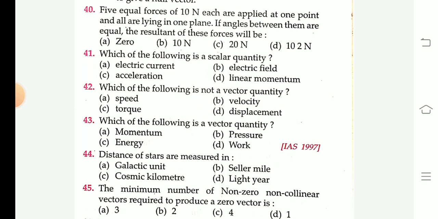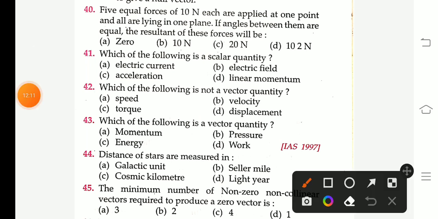Five equal forces of 10 newton each are applied at one point and all are lying in one plane. If angles between them are equal, the resultant of the forces will be 0. Which is a scalar quantity? Electric current. Which is not a vector quantity? Speed. Which of the following is a vector quantity? Momentum.